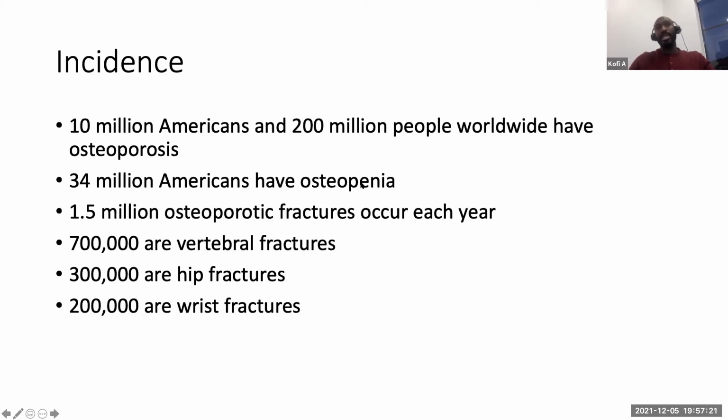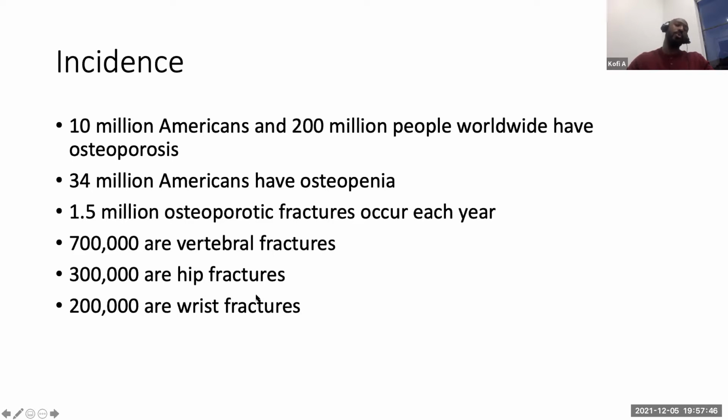Usually when you have osteopenia, it will progress to osteoporosis unless you do something about it. 1.5 million osteoporotic people have fractures every year, meaning there are broken bones 1.5 million times. These are people with weak bones having fractures, needing to be immobilized. And if we break down these fractures, which just means broken bone, into 3 main common types.